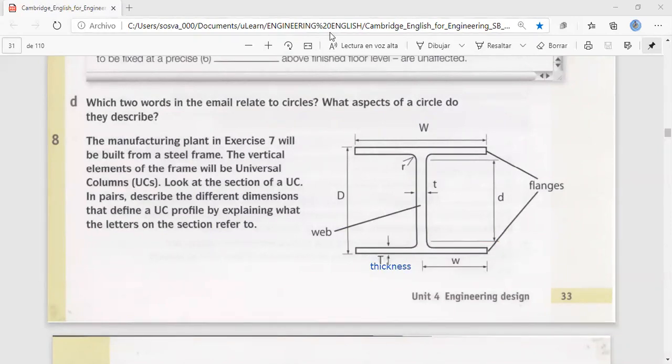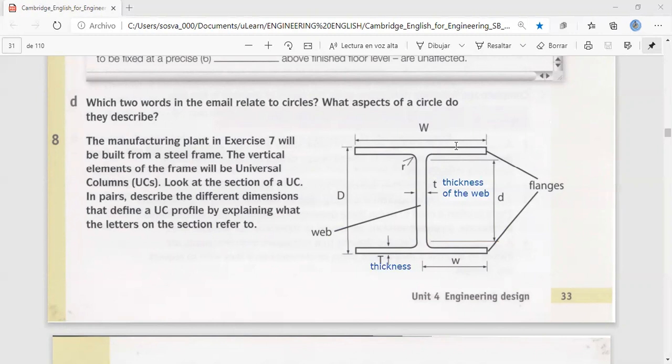Then we have the small t. You see this small t? It's the same. It refers to the thickness, but let me write it again, the thickness of the web. Okay, the thickness of the web. That's one of the points in here. Now you might be asking, what is a web? The web is all that structure.